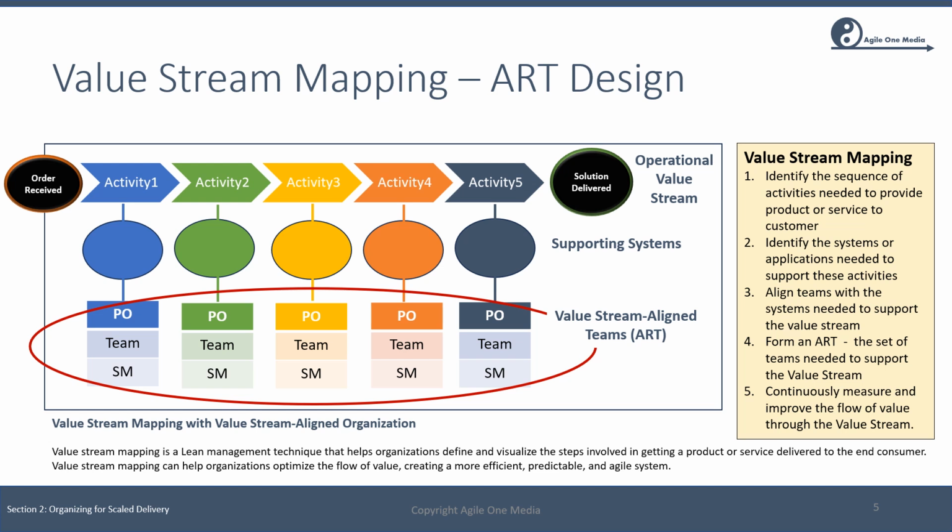Then step four, once the teams have been identified, we are now in a position to form an ART. An ART is the set of teams needed to develop and support a value stream. At this point, we should have a picture like the one in the slide. And then finally, once the ART is in operation, we must strive to continuously improve the flow of value through it by measurement and improvement.